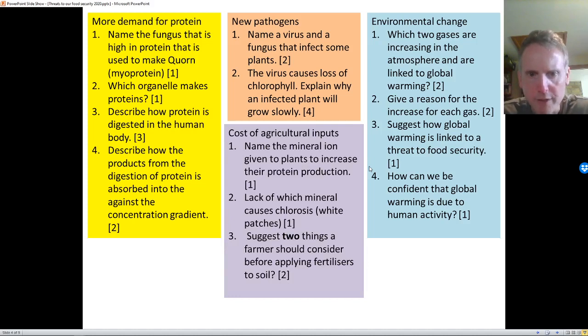Cost of agricultural inputs. Name the mineral ion given to plants to increase their protein production. Is it on this here somewhere? No, it's not. Anyway, it's just nitrates. Nitrates are needed to make amino acids. Lack of which mineral causes chlorosis or white patches? That's magnesium. Well, one or two of you talked about that in the homework, in error, but you should mention it. Suggest 2 things a farmer should consider before applying fertilizers to soil.